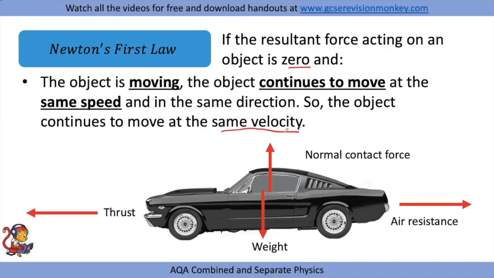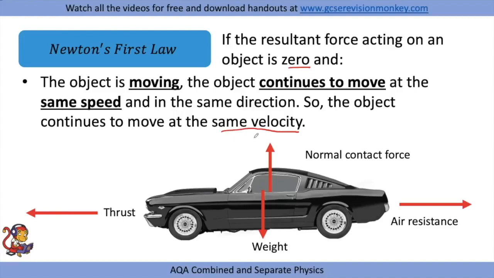So have a look very carefully to see whether the object is already stationary or whether it's already moving. Because if it's stationary and there's no resultant force, it will stay stationary. If the object's moving and there's no resultant force, it will just continue to move at the same velocity.